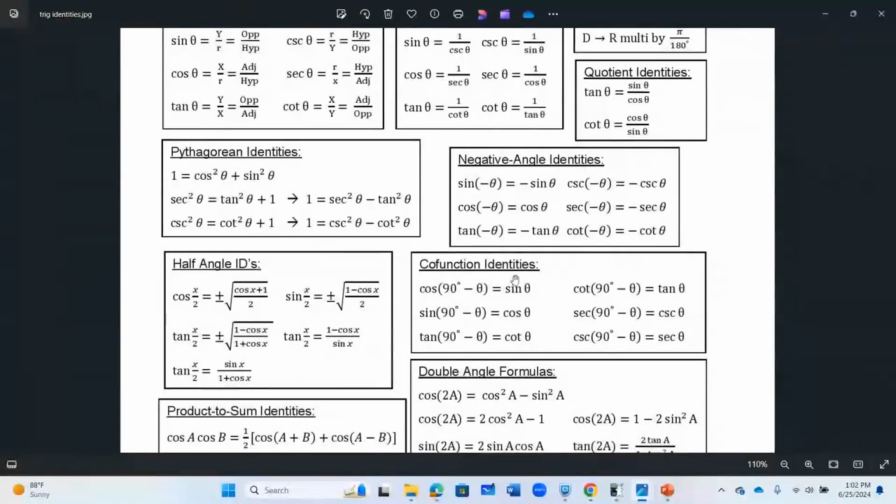Sine and cosine are cofunction identities. What does this mean? If I know that cosine of 60 is 1/2, then sine of 30 is 1/2, because they are cofunction identities. So 90 minus 60 is 30. So cosine of 60 is 1/2, and the complement of 60 is 30. Sine of 30 is 1/2. That's what I'm talking about. So sine and cosine are cofunctions of each other.